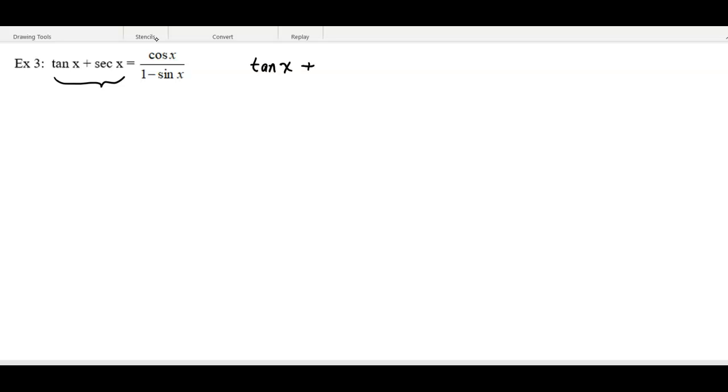So tangent of x plus secant of x equals, before I can combine those two terms, I need to rewrite them in terms of sine and cosine. So sine of x over cosine of x plus secant is 1 over cosine.